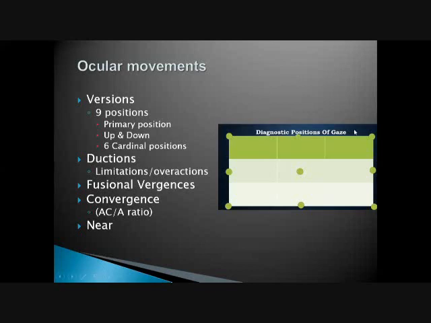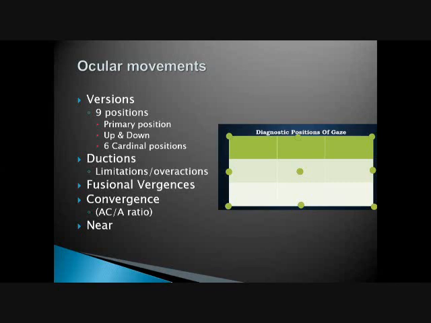And these are the 9 positions of the gaze: the primary position, up gaze, down gaze, and the levoversion, the dextroversion, now the dextroelevation, dextrodepression, levoelevation, levodepression. And then if there is limitation in versions, then we go for ductions, limitations or overactions.